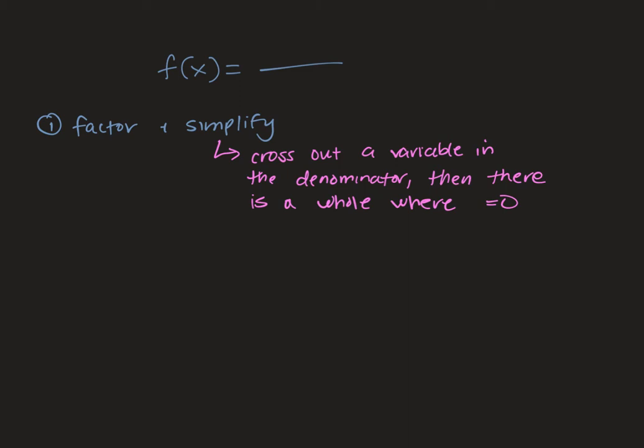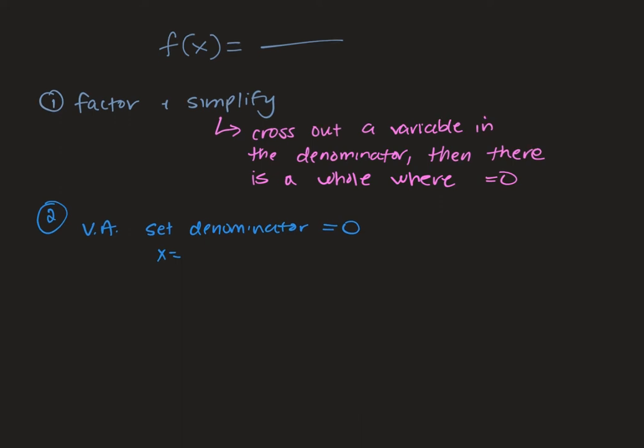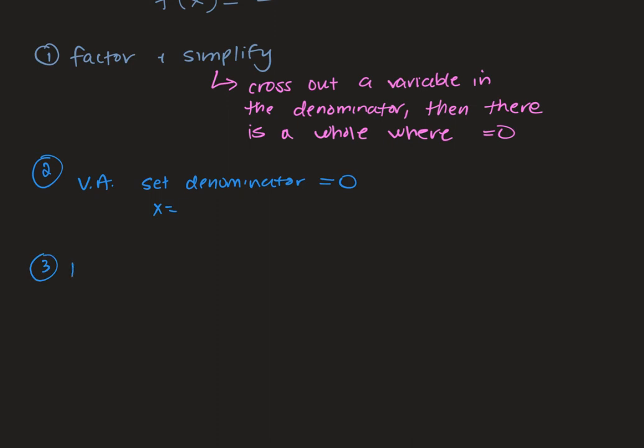If you have a hole, that is the only thing you get from your original, and then everything after it, you use your simplified fraction. If you cannot factor and simplify, then we start to do our asymptotes. The vertical asymptote comes from setting the denominator equal to 0. And then we solve and we get x equals for our vertical asymptotes because they are vertical lines.